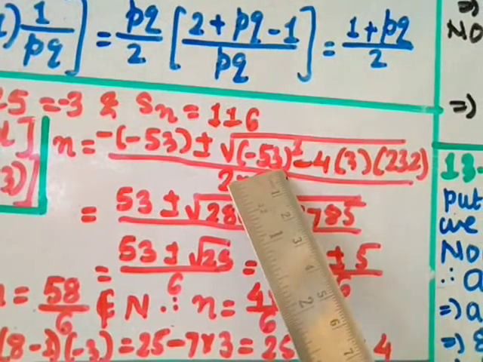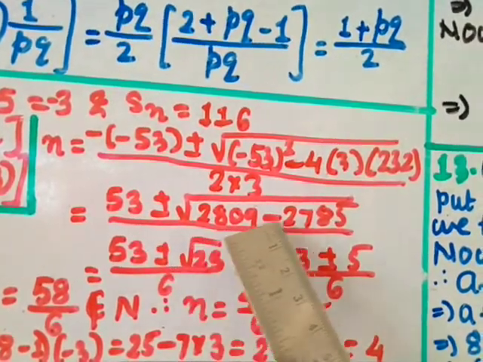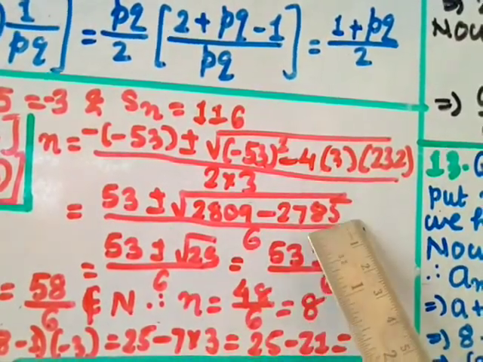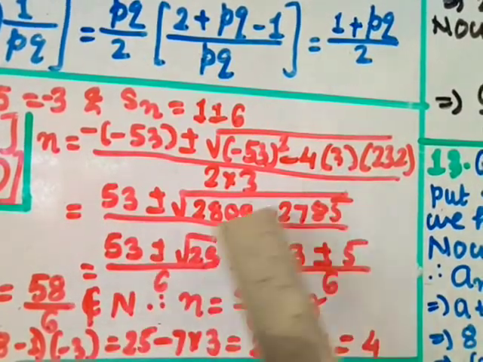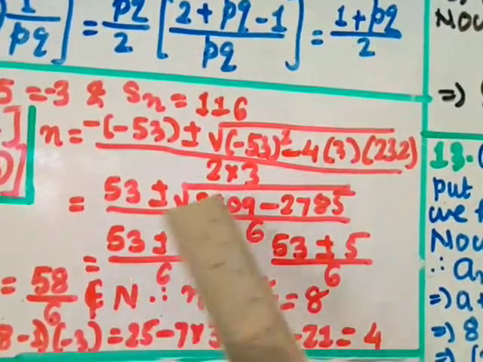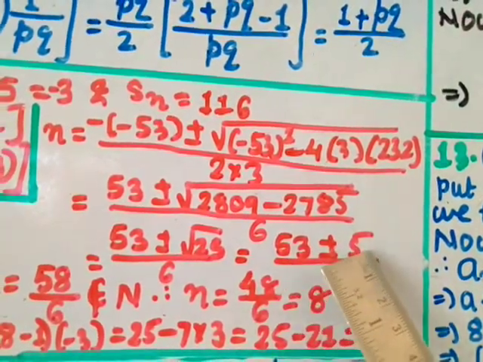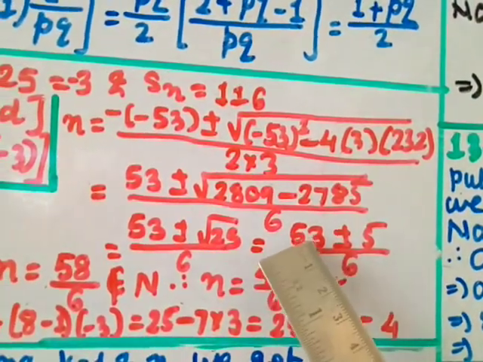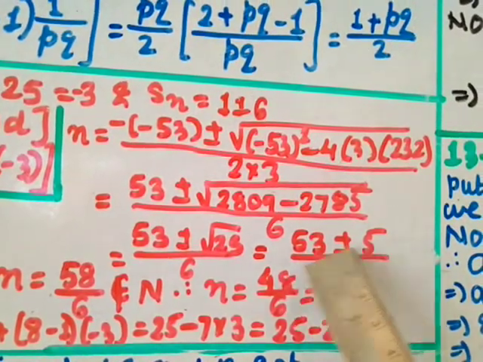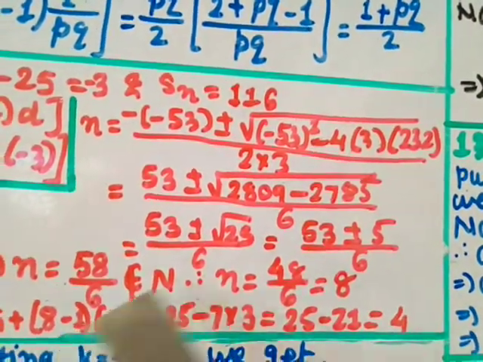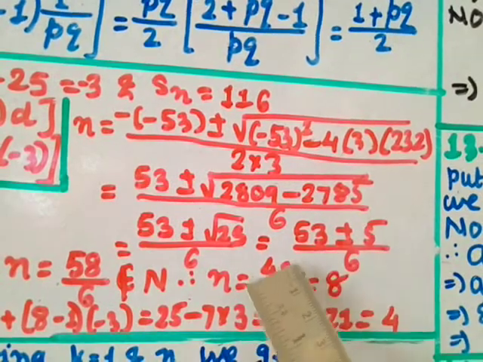So here you get plus 53 plus or minus, under the square root, the square of 53 is 2809 minus this product, 2784. The difference is 25, divided by 6, and this is under the square root. So the square root of 25 is 5. You get 53 plus or minus 5 by 6, right? Now if you add these, you get 58 by 6, and if you find 53 minus 5 you get 48 by 6.